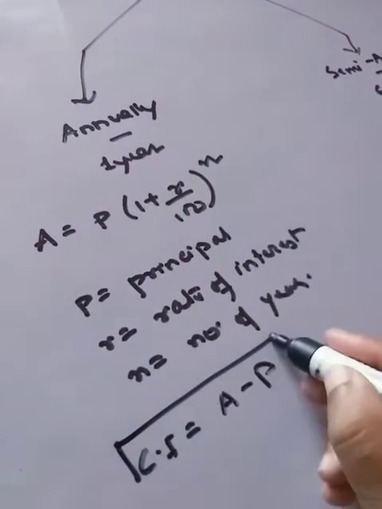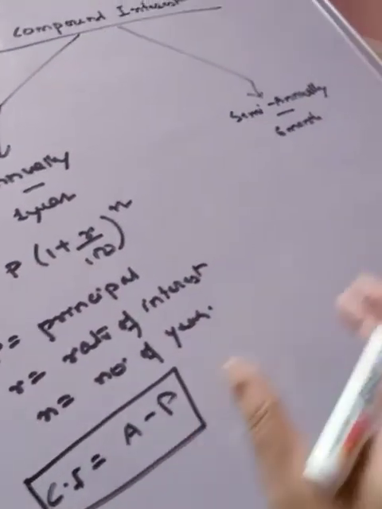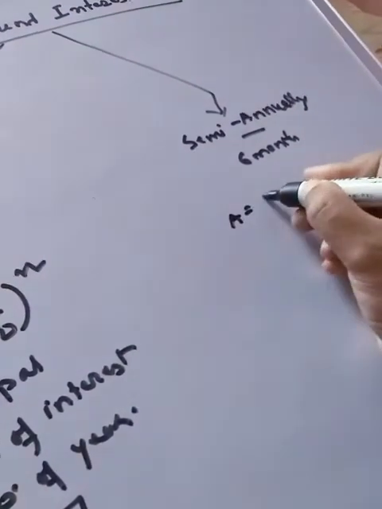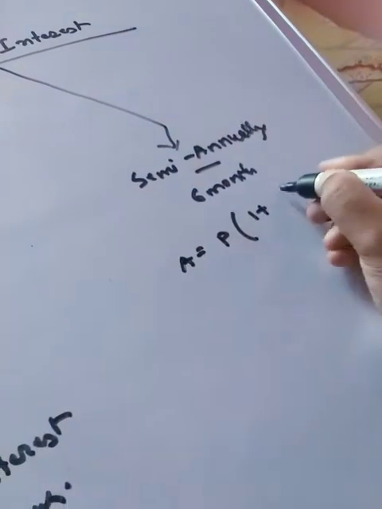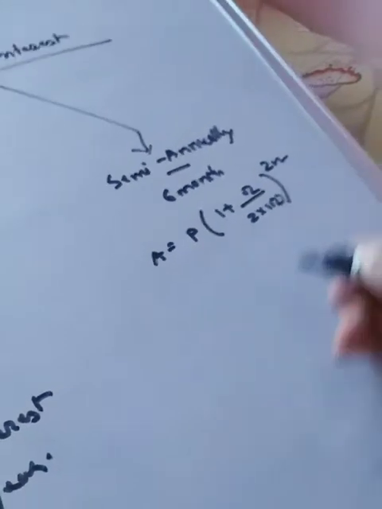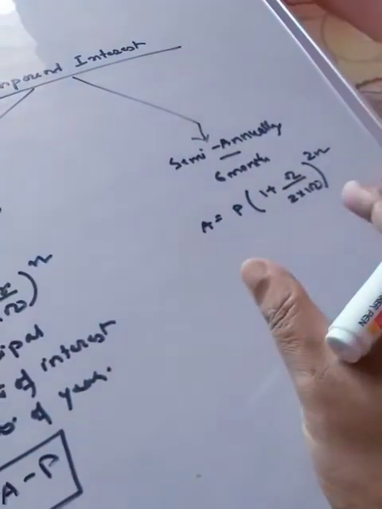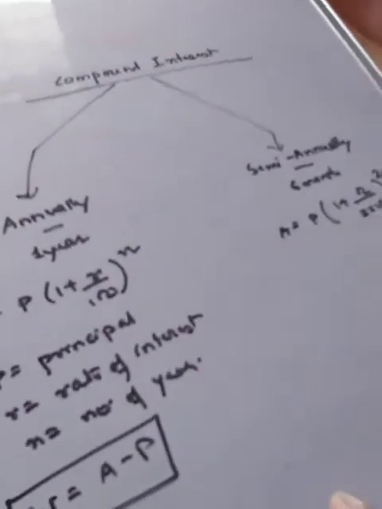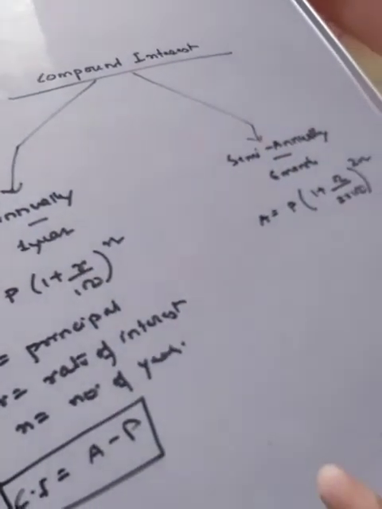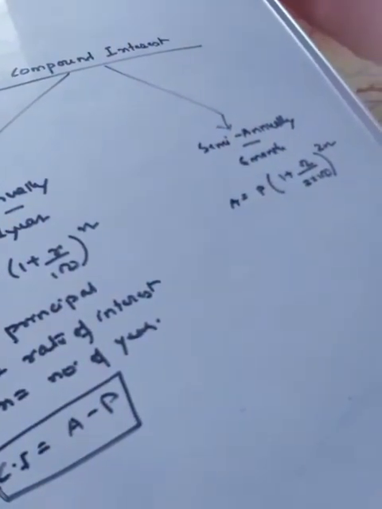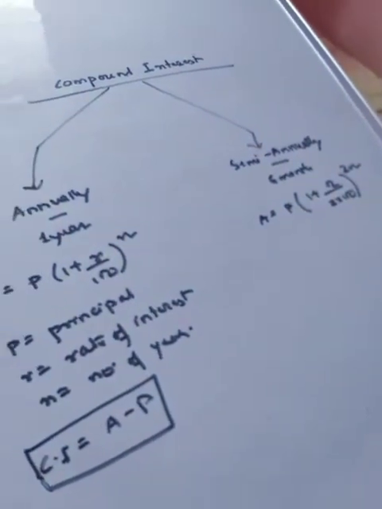This compound interest formula is common for semi-annually too, but the amount formula changes a little. For semi-annually, the amount formula is P into (1 plus R by 2 into 100) to the power 2n. This is the difference between annually and semi-annually. Let's understand how to apply these formulas and do the sums. Let's move on to exercise 8.1 and do sum number 1.